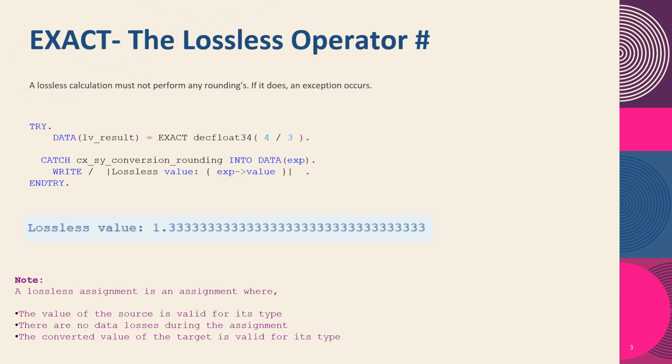We have to note that a lossless assignment is an assignment where the value of the source is valid for each type, and there's no data loss during the assignment. The converted value of the target is valid for each type. So these are the points to be noted when you're using the EXACT operator.